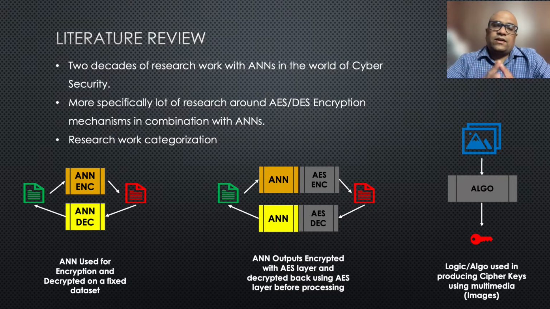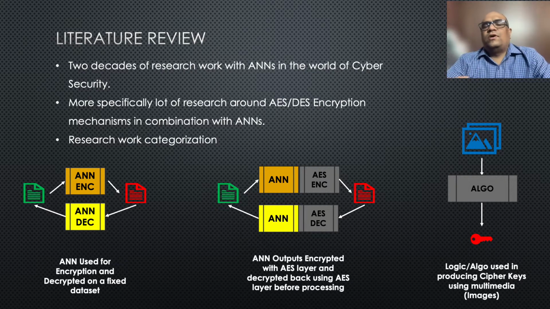That means the last layer or the module output of the ANN would be converted or encrypted and would be used. And similarly, at the decryption side, the data that is encrypted would be decrypted and would be fed back into the ANN model to produce back the original data. So these are the two kinds of research that were used to secure the outputs of the ANN, which are supposed to be shared on the network.